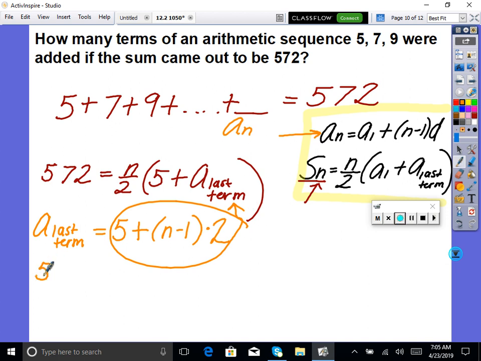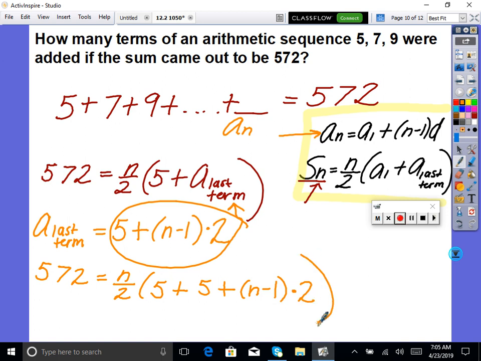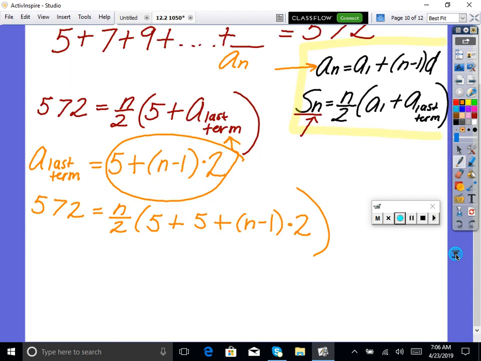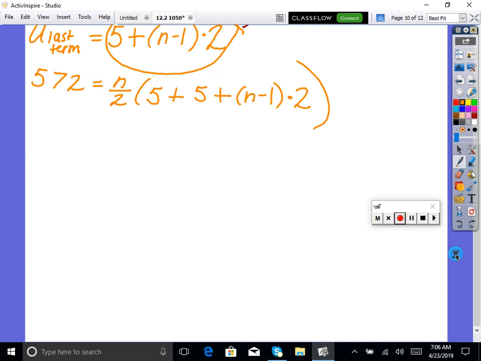So we have 572 is equal to n over 2 times 5 plus, do you guys see what I'm doing? Instead of this, I'm rewriting this: 5 plus n minus 1 times 2, and then that's in parentheses. So now solving for n. So some algebra here. Then, isn't solving for n what we're looking for? Yes. Okay.